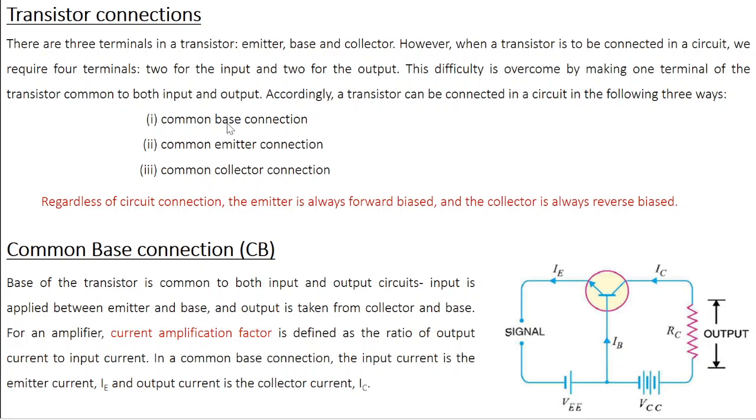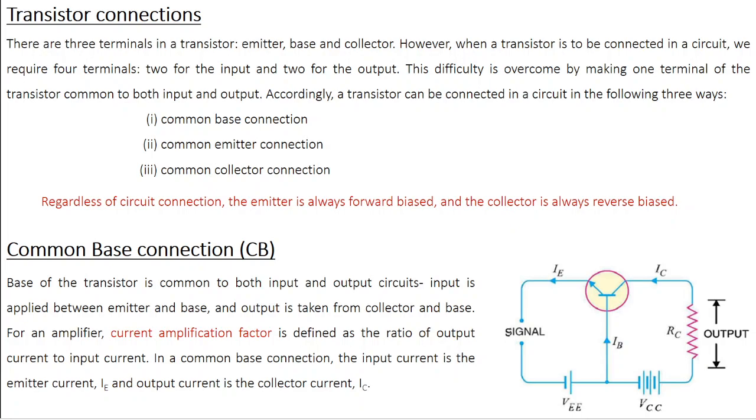One, making the base common. This is known as common base connection. Second one, common emitter connection. Third one, common collector connection. One thing you have to keep in mind, regardless of the circuit configuration, the emitter is always forward bias and the collector is always reverse bias.